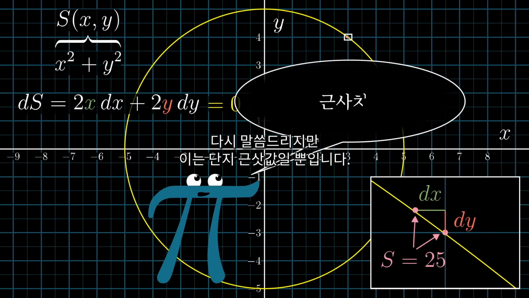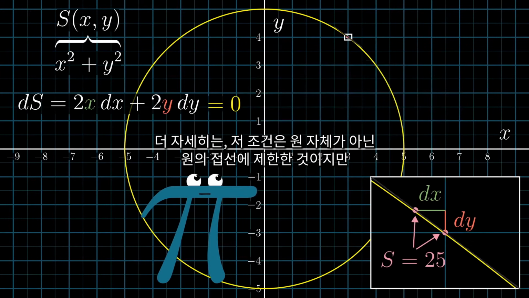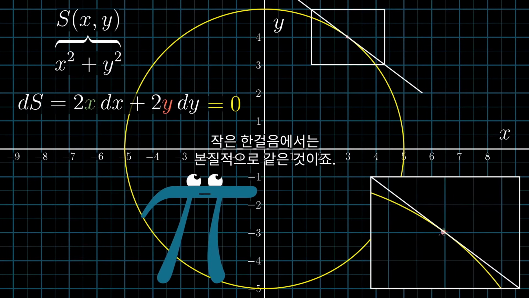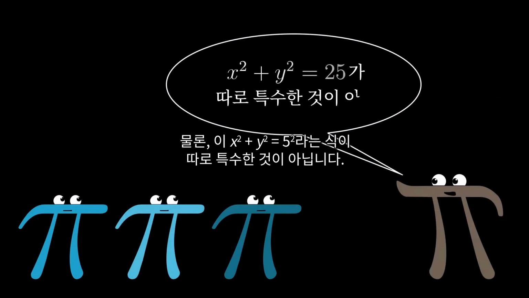Again, this is only an approximation. Speaking more precisely, that condition is what keeps you on the tangent line of the circle, not the circle itself. But for tiny enough steps, those are essentially the same thing. Of course, there's nothing special about the expression x squared plus y squared equals 5 squared.